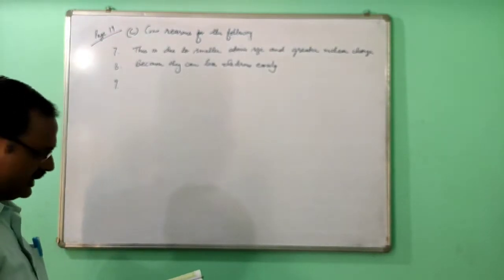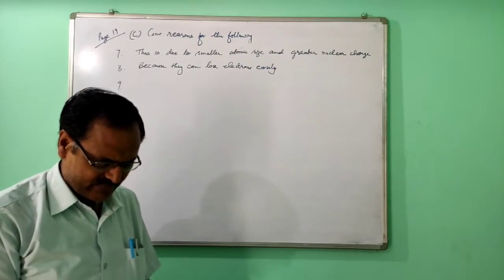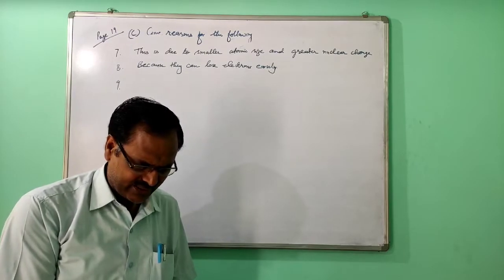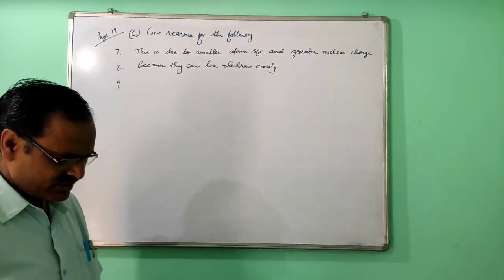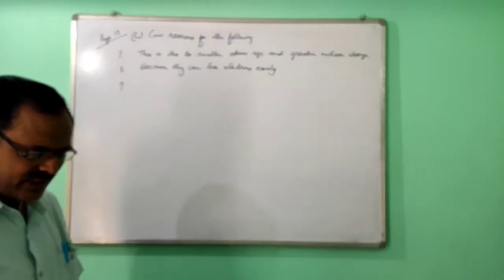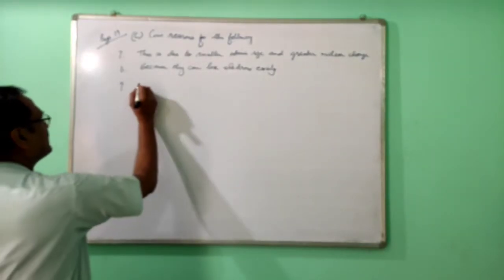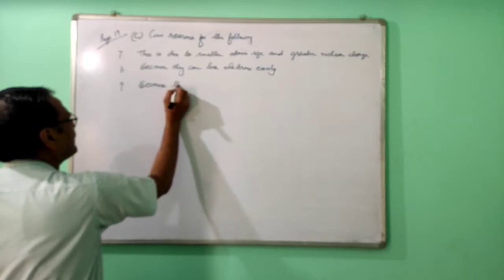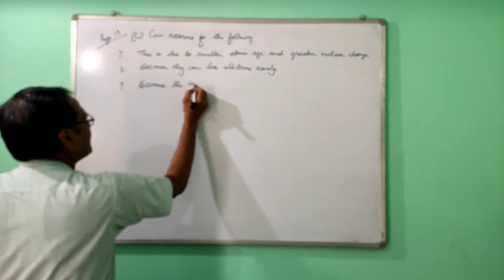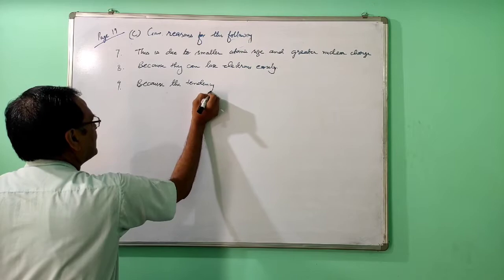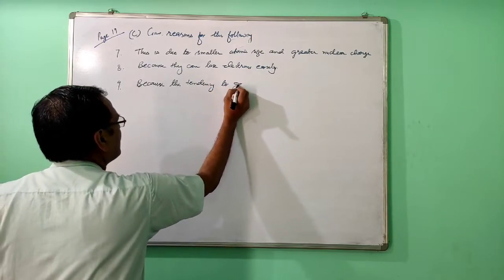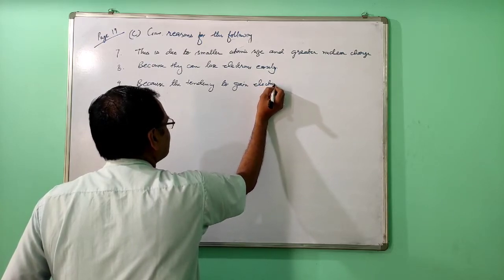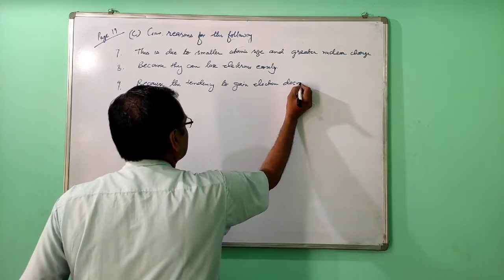Ninth one, a decrease in ionization potential of an element leads to a decrease in non-metallic character, because the tendency to gain electrons decreases.